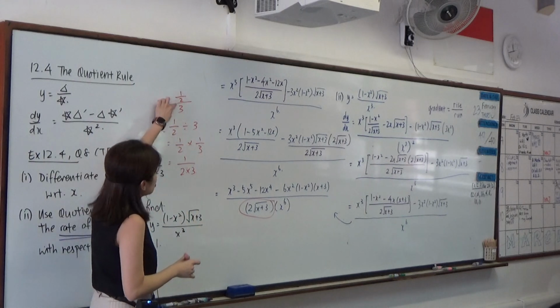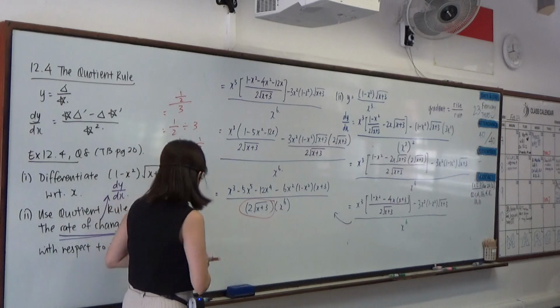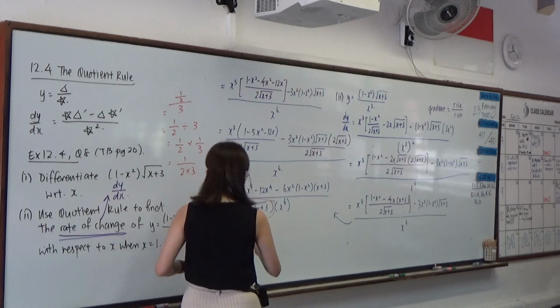That's why I can bring the 2 down to the denominator and multiply it. So that's the logic over here. Then we simplify the numerator.